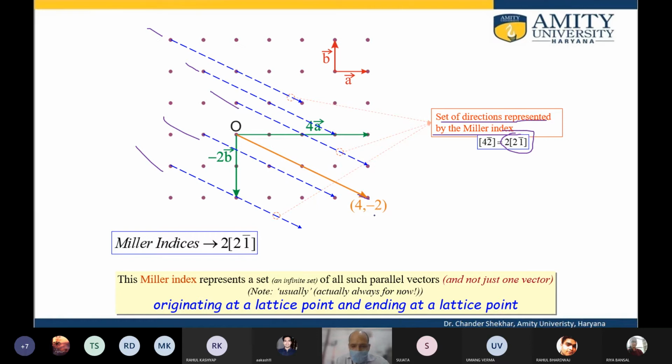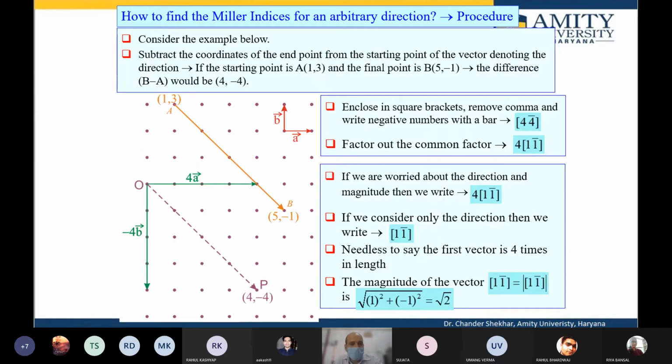In this case, this is for 2 bar, but because 2 is a common factor, that common factor is taken out, and 2, 1 bar is the Miller indices for this direction in a two-dimensional lattice. This Miller indices represents a set of all such plane vectors which are parallel to one another, originating at a lattice point and ending at a lattice point. So these are the three.